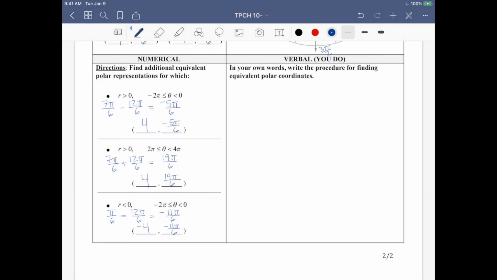All right, so why don't you do the verbal? It says, in your own words, write the procedure for finding equivalent polar coordinates.